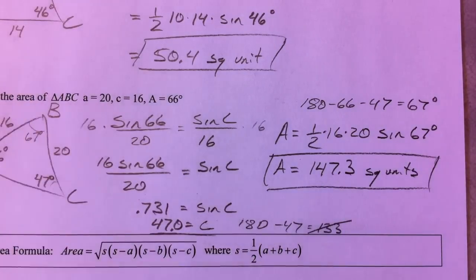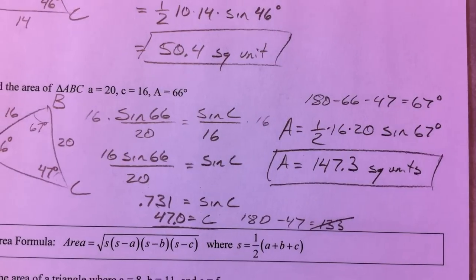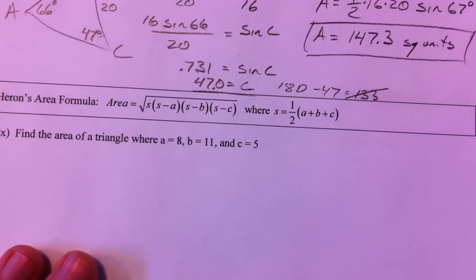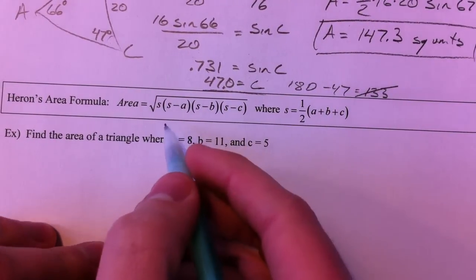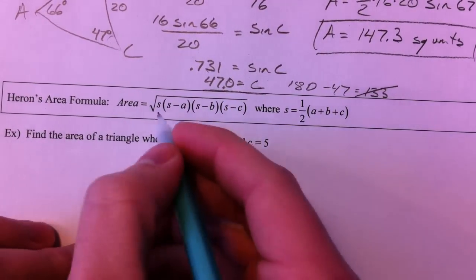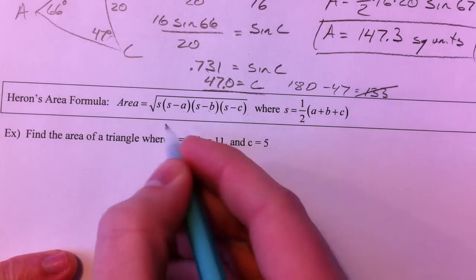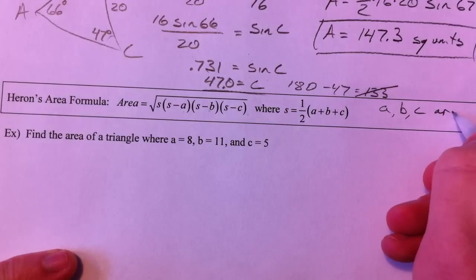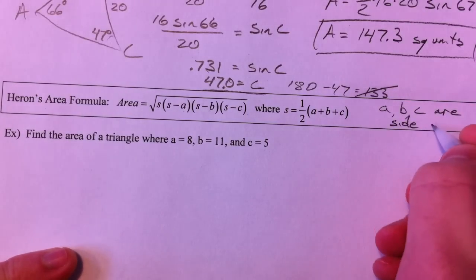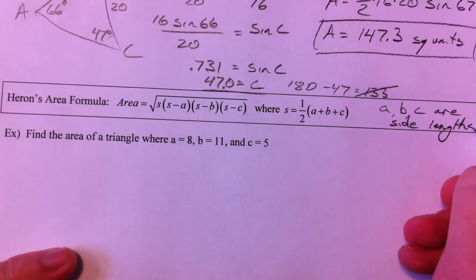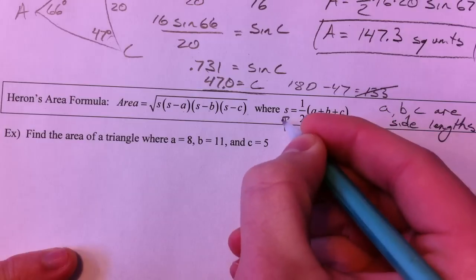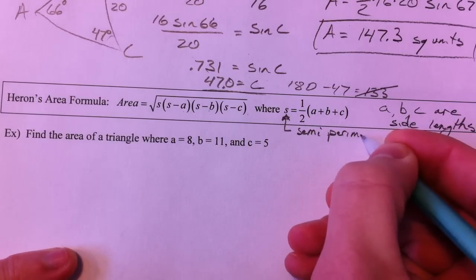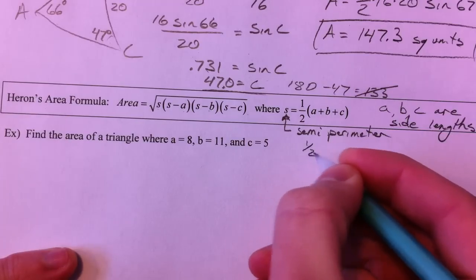Now, sometimes it's annoying to have to find that leftover side or leftover angle. And so another formula that we can use for the area is called Heron's area formula. And so we have S and A, B, and C. A, B, and C are the sides, are side lengths. And S here is called the semi-perimeter, or the half perimeter.